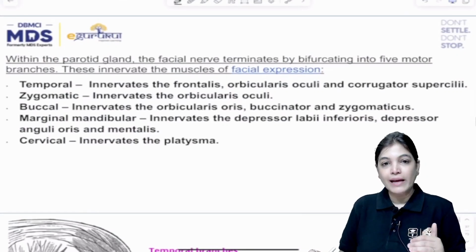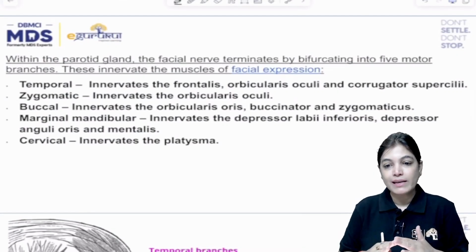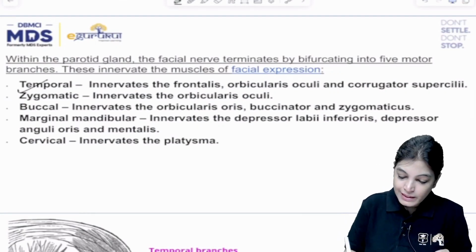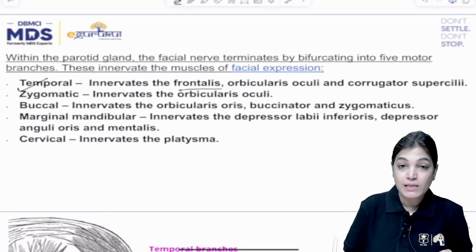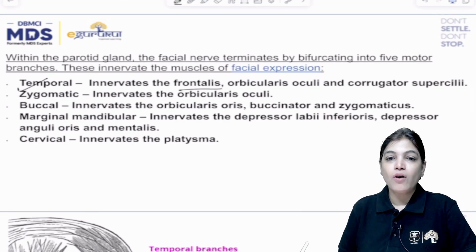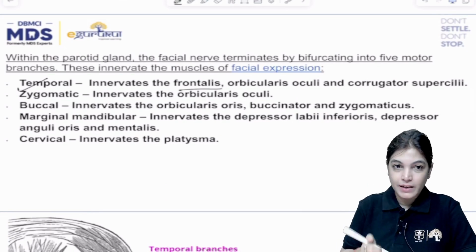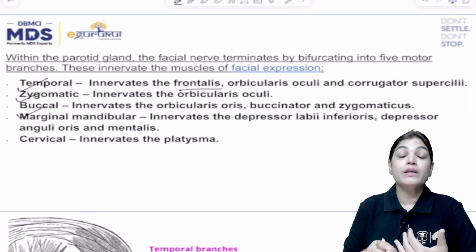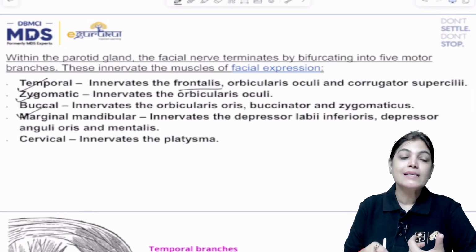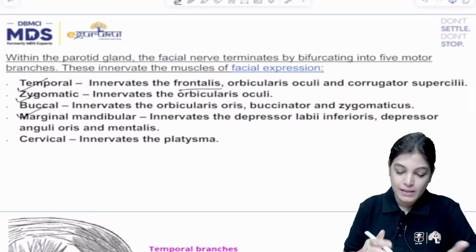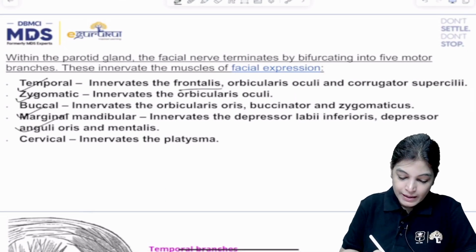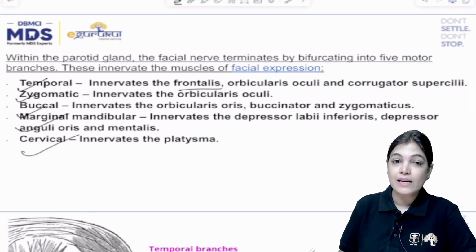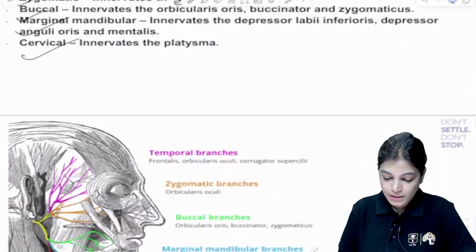So in short, all these terminal branches of facial nerve are innervating the muscles of facial expression. Temporal, as I already told you, is giving innervation to frontalis muscle belly, orbicularis oculi and corrugator supercilii. Zygomatic, lower part of orbicularis oculi. Buccal was asked in this MCQ, and it is giving innervation to orbicularis oris, buccinator, zygomaticus. Marginal mandibular innervates depressor labii inferioris, depressor anguli oris, mentalis, and cervical is giving innervation to platysma muscle.